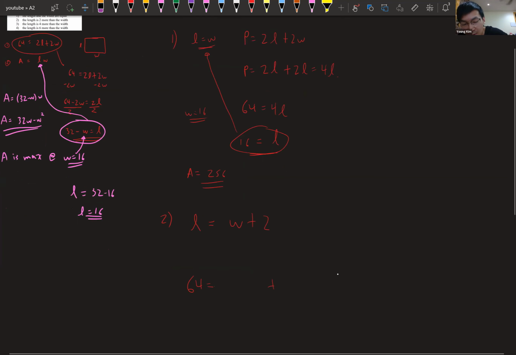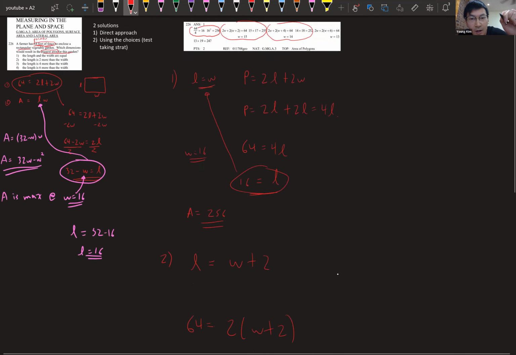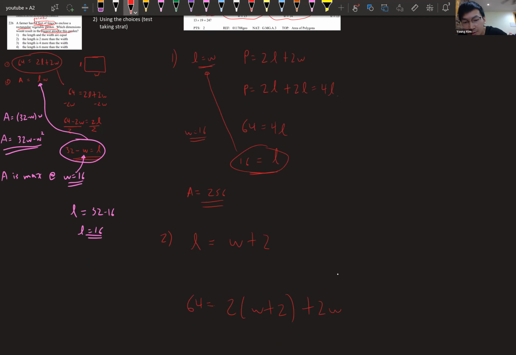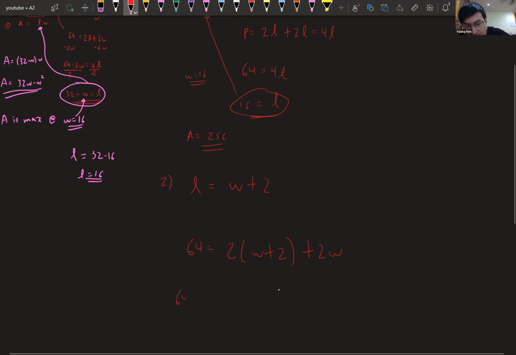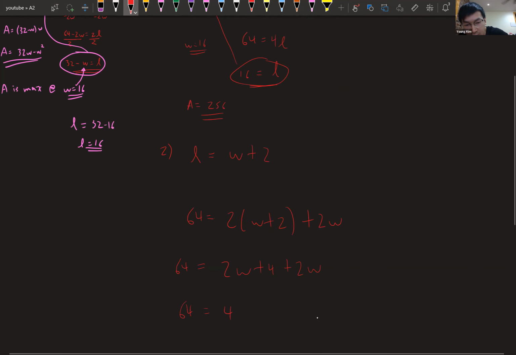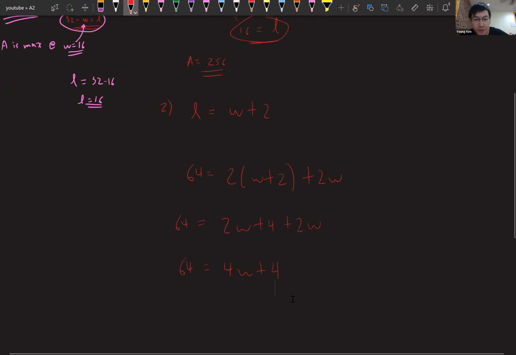Yeah, so here, I'm going to put this as W, okay? So 2 times W plus 2, plus 2W, okay? So this is equal to 64 is equal to 2W plus 4 plus 2W. You clean that up, you get 64 is equal to 4W plus 4. And then you can solve for W here, and W is going to be equal to 15, okay?